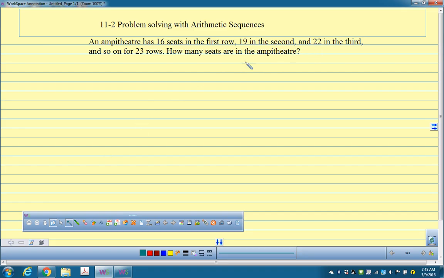So if I listed this out as 16 plus 19 plus 22 plus ... until I get to the 23rd term, right? Here's the first term, there's the second term, there's the third term. So I have to figure out what the 23rd term is before I can use my formula for a sum.